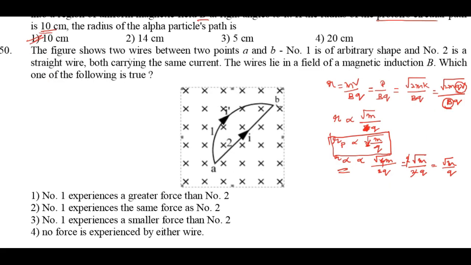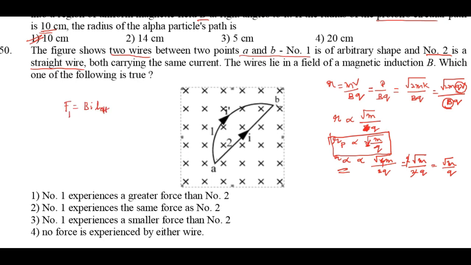The figure shows two wires between 2 points A and B. One is of arbitrary shape and the second one is a straight wire, both carrying the same current. The wires lie in a magnetic field B. Which one of the following is true? Now the force experienced by a current carrying conductor in a magnetic field is F equal to B I L, exactly, L effective.